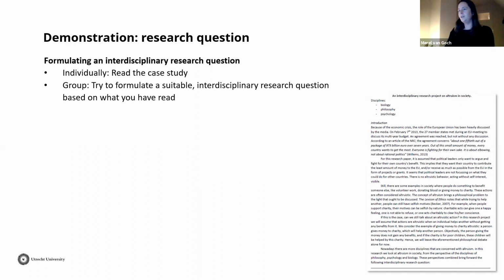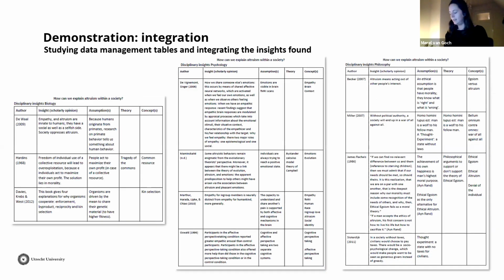And in the meantime, while you're doing that, I'm going to the next slide. If you would now be in our real pressure cooker, we would go to the next step, which would be the integration step. We would give you these data management tables, and you would be asked to integrate the insights that are found. We would be working not from the question that you just came up with, but from the question, how can we explain altruism within a society? Because that's what our students did, on which we based this pressure cooker.